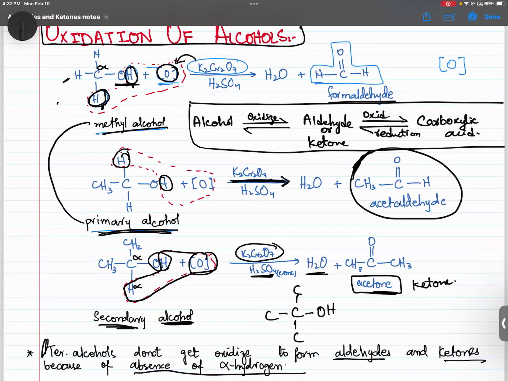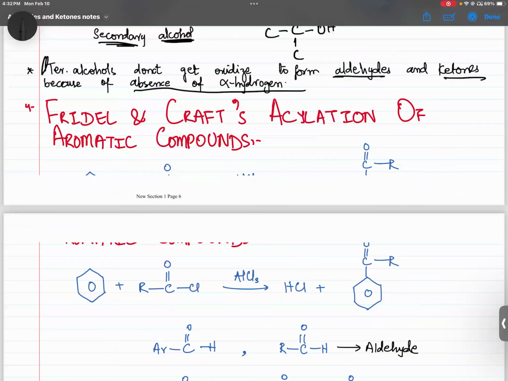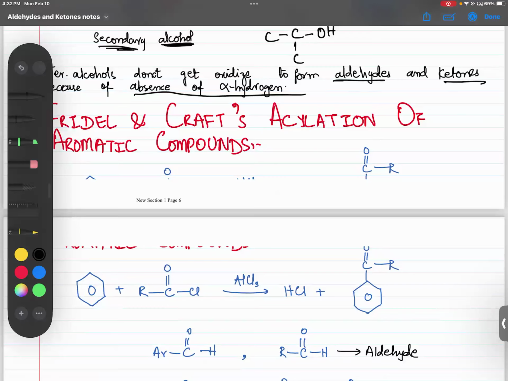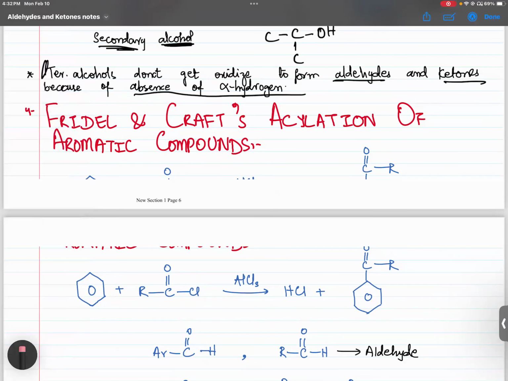Now let me just take a moment here for a chain reaction. Let's see this. The carbon which is attached with the OH, H, H, and H. And the reaction which I am writing right now is only for the primary alcohols. Okay.